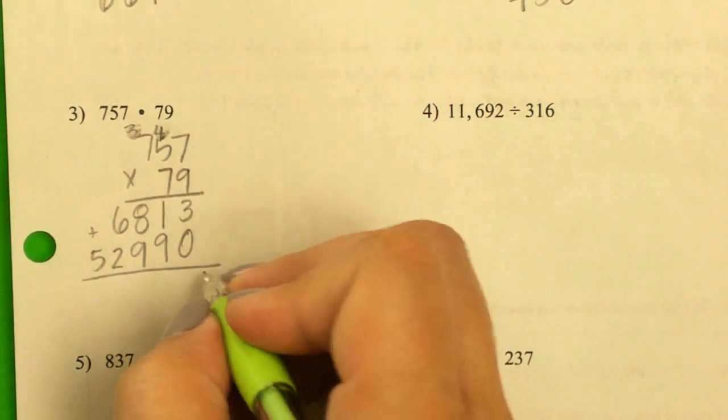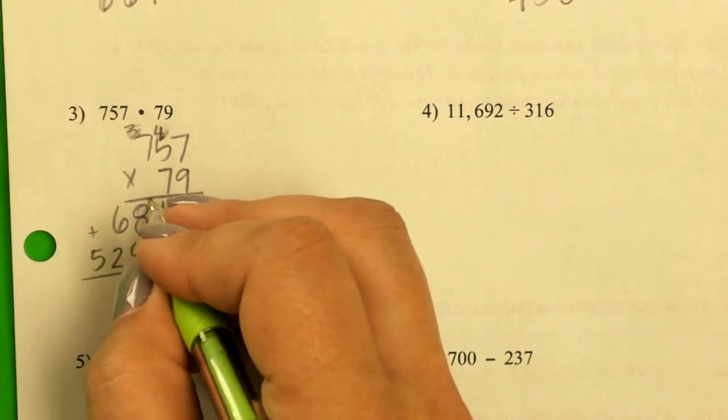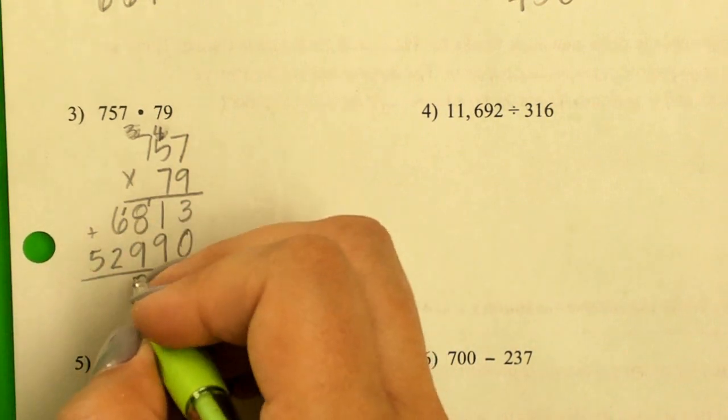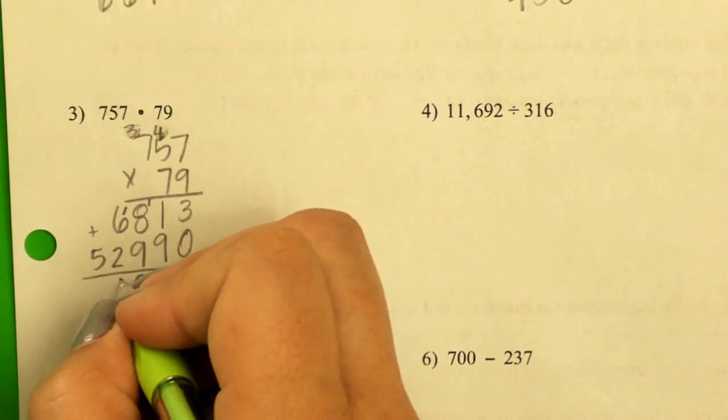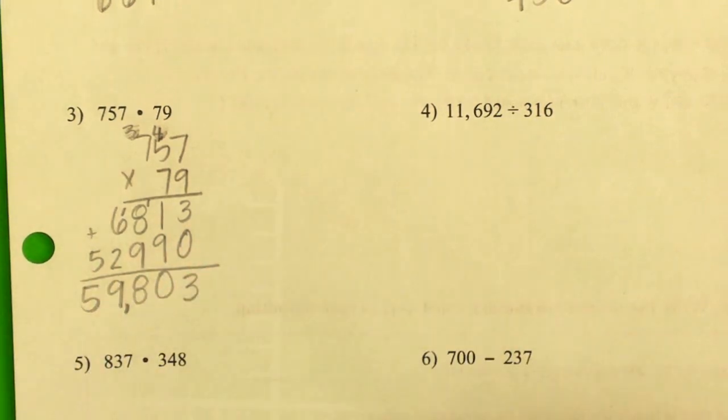Okay? So 3 plus 0, 3. 9 plus 1? 7. And 9 plus 9? 18. And 7 plus 2? 8. 9. And then 5. Don't forget to add that 1 to it when you carry.